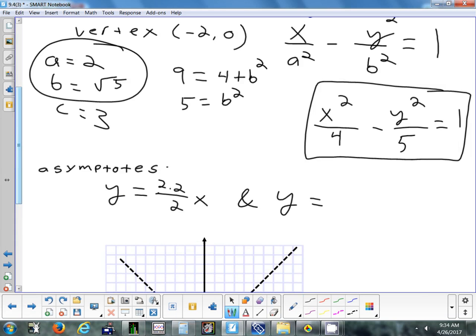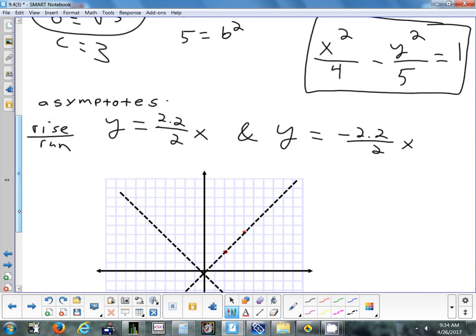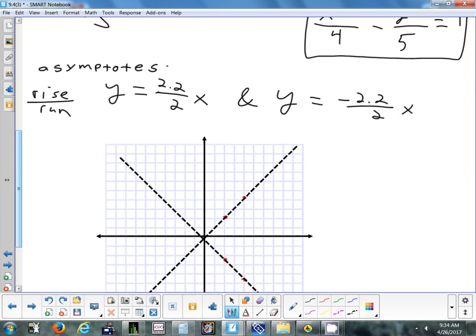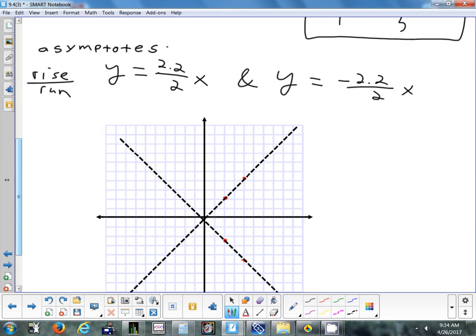So 2.2 over 2x, and what would be the other asymptote? Negative 2.2 over 2x. So remember slope, right? Rise over run. What's the y-intercept on both of them? 0. Okay, so I've actually already drawn them, but I need to go up 2.2 and then right 2. So up 2.2, right 2. And then I also need to go down 2.2, right 2. Just estimate 2.2. You know, if it's close, that's fine.